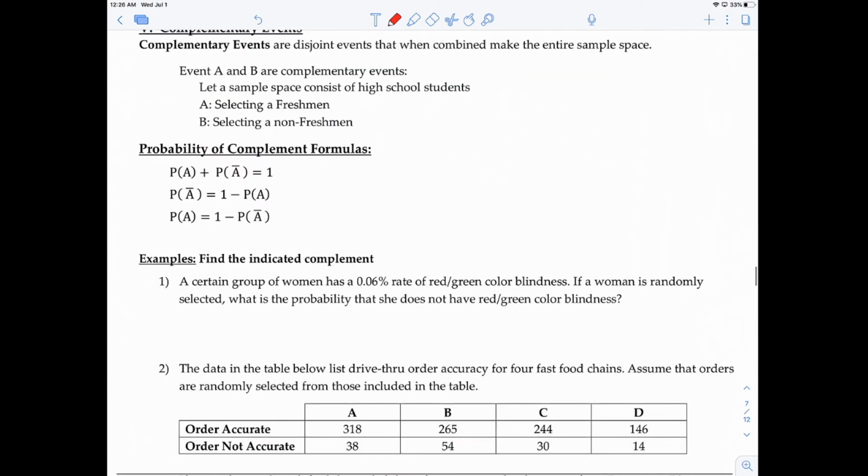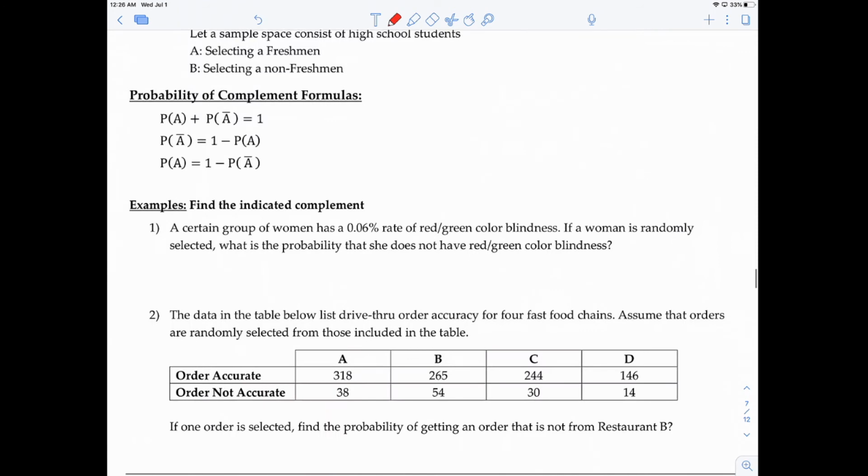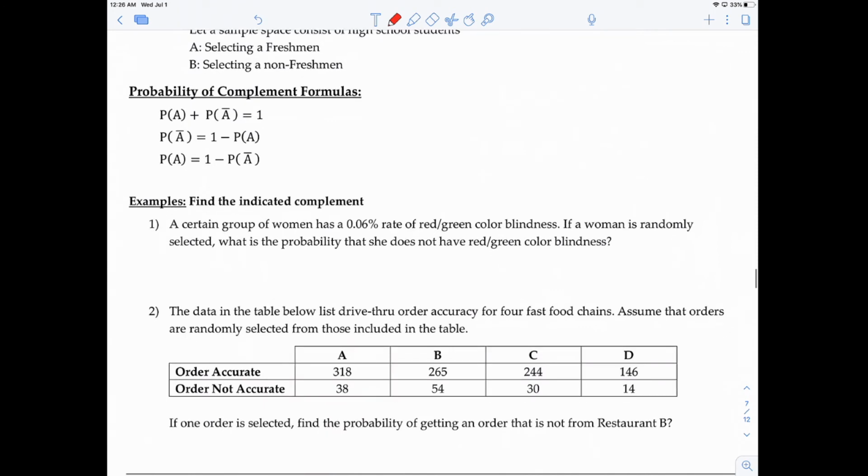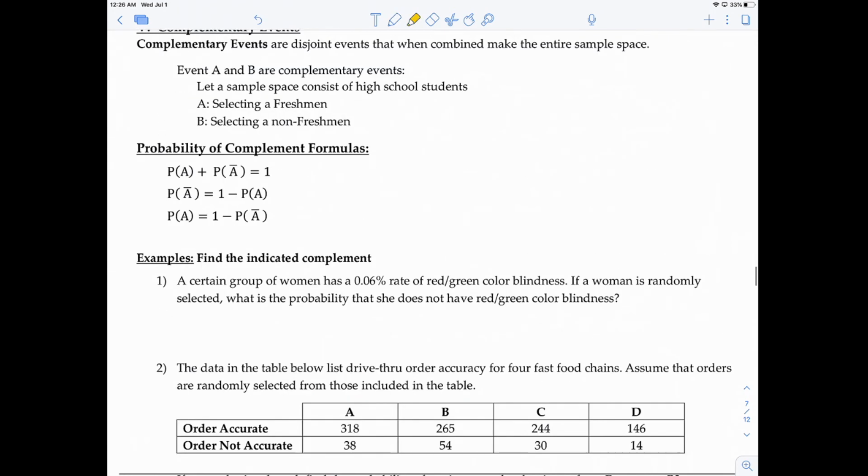Okay, so before we end, this is the last concept. The last concept in this part of 4-2 would be the probability of complement formulas. So we have these formulas for complementary events.